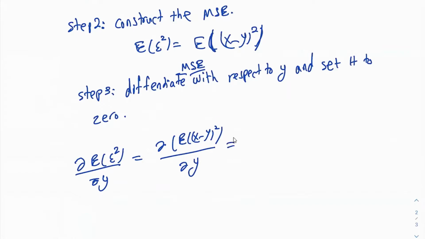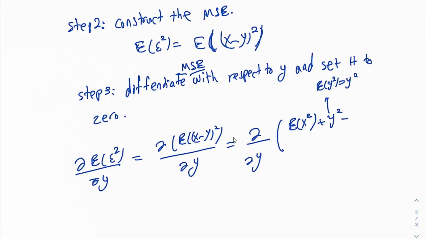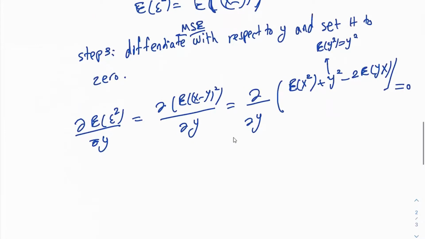Now let's perform this step. I will write this one here first, and then I'm going to expand this expression. It's going to be the expected value of x squared plus y squared. Y is a constant, so the expected value of y squared is the same. Y is constant. That's why I didn't write the expected value. Minus 2 expected value of y x. Right? We have to take the derivative with respect to y and set it to 0.